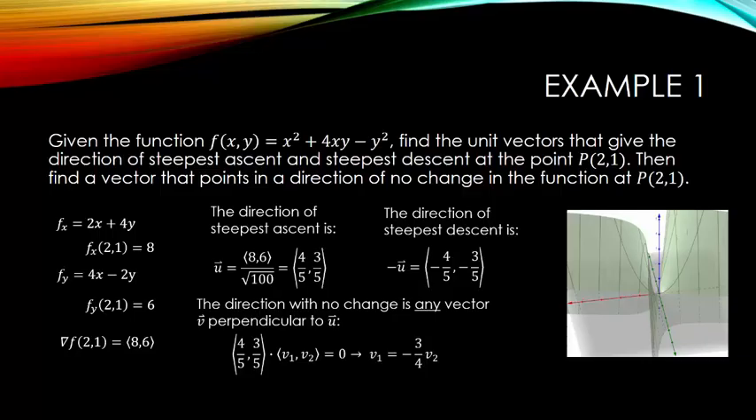So that the vector with components 4/5 and 3/5 dotted with the vector with the components v sub 1, v sub 2 will equal 0. This means that 4/5 v1 plus 3/5 v2 will be equal to 0. This means that v sub 1 will be equal to -3/4 of v sub 2. If I choose to let v2 be 1, then my vector v, which is orthogonal to u, will be given by the components -3/4 and 1.